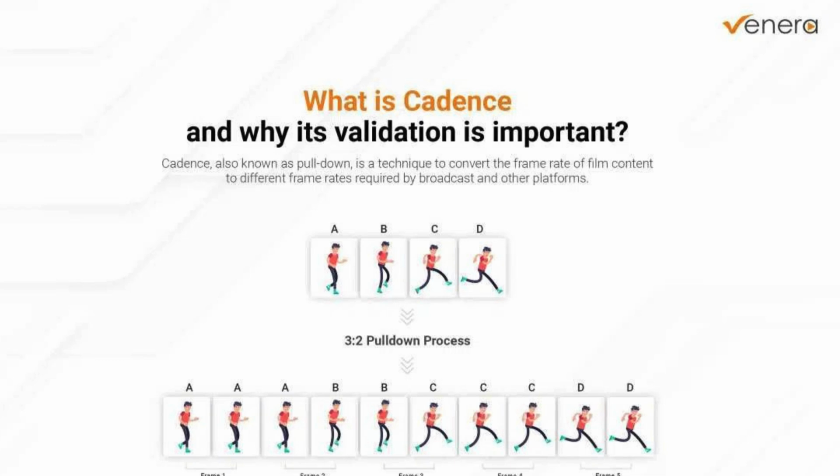The second one is 2:3:3:2 pull-down. This cadence is utilized when converting film content originally shot at 25 frames per second to a broadcast format with a frame rate of 29.97 frames per second. When this cadence is applied to 25 progressive segmented frame content, it results in the creation of 60i frames. To achieve 59.94i, there are two potential methods.